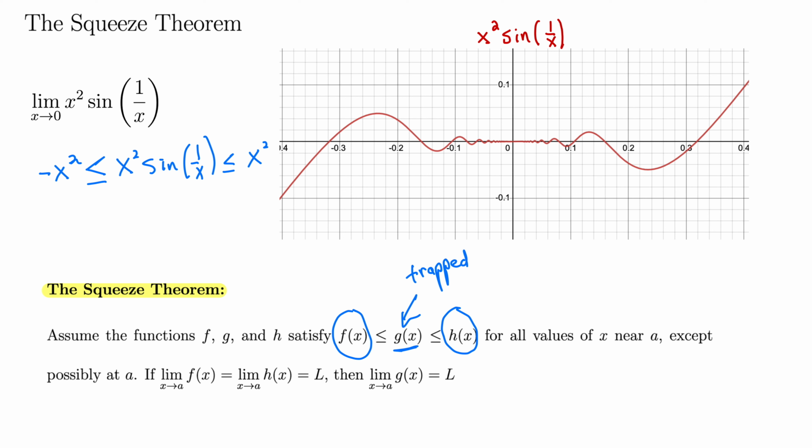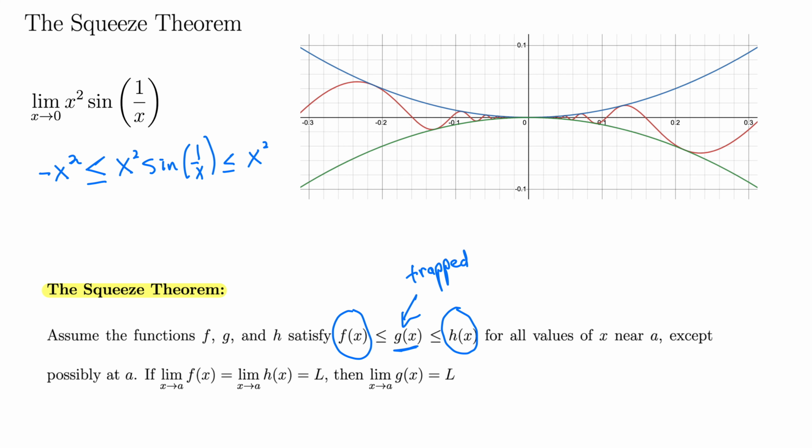In fact, let's graph these three functions together to get a visual feel for what this looks like. Okay, so now we can see what's going on a little bit better. We have this top function, the blue one, which is x squared. The bottom function, this green one, is negative x squared. And then the middle one is our function. This red one is x squared sine 1 over x. And you can see it's trapped, or shall we say squeezed, between positive x squared and negative x squared.